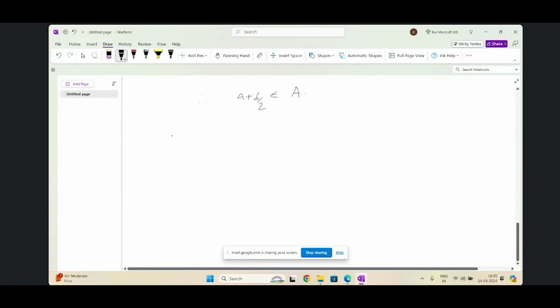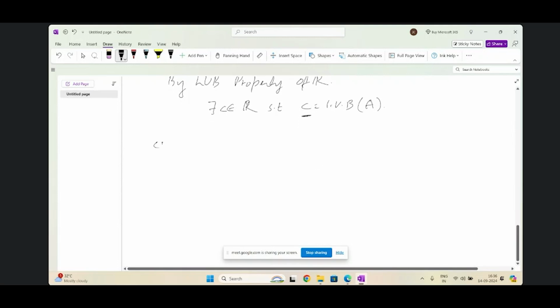Now since we have proved the set is non-empty and bounded above, by the LUB property of R, there exists C belongs to R such that C is equal to LUB of A. So I have been able to find such a C.